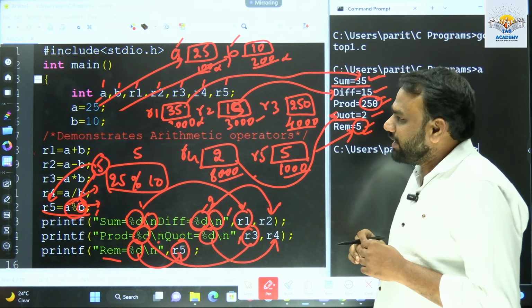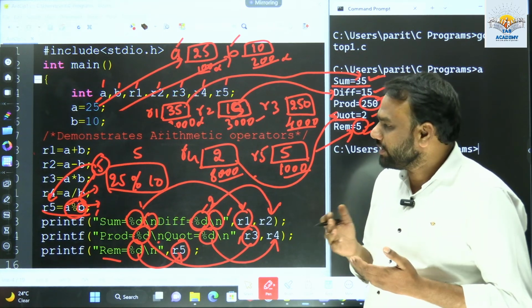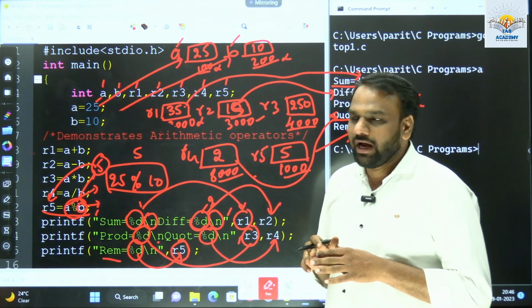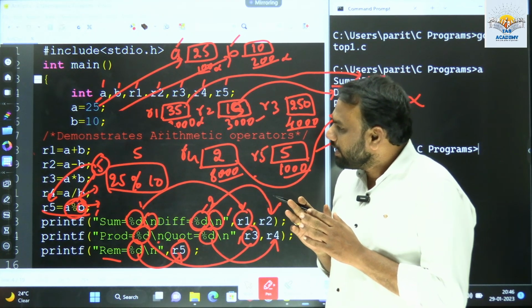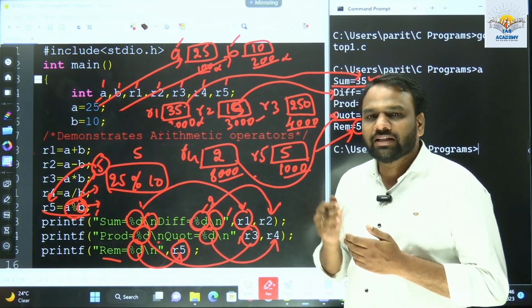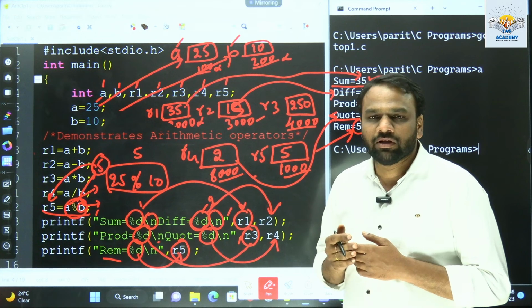So in this program what did we learn? We learned about the different arithmetic operators and their usage in C programming, and we also saw the relationship between this program and the output. Similarly, in the subsequent videos, we'll be learning about the other concepts of C.